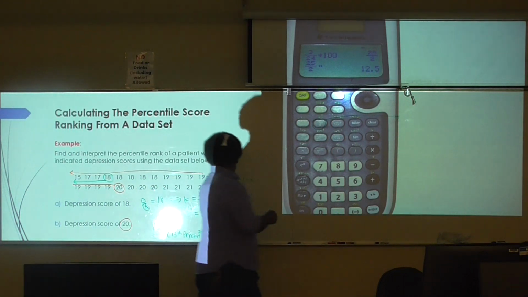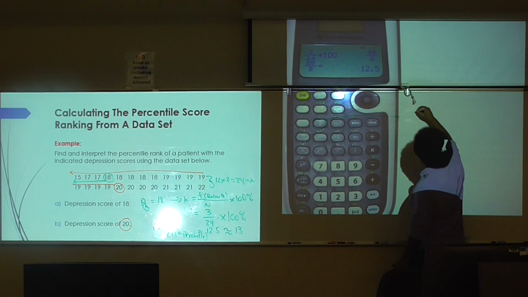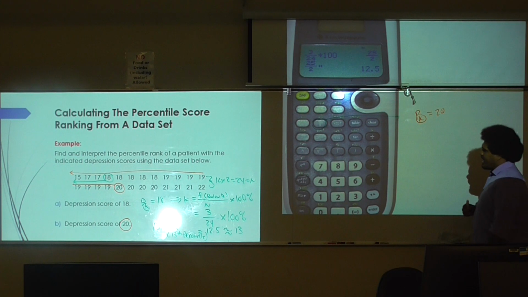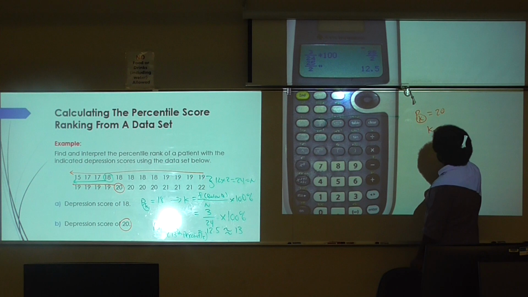So what we're seeing over here is we want to find the same thing. We're looking at what P sub K value is going to equal 20. So we represent 20, and we're going to look over here at the Kth value. It's going to equal, once again, the percentage below, which is going to be 16 over 24 times 100%.